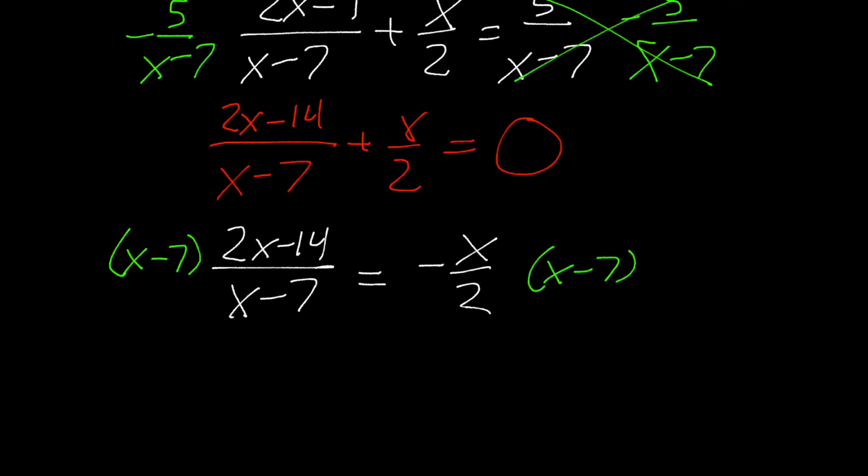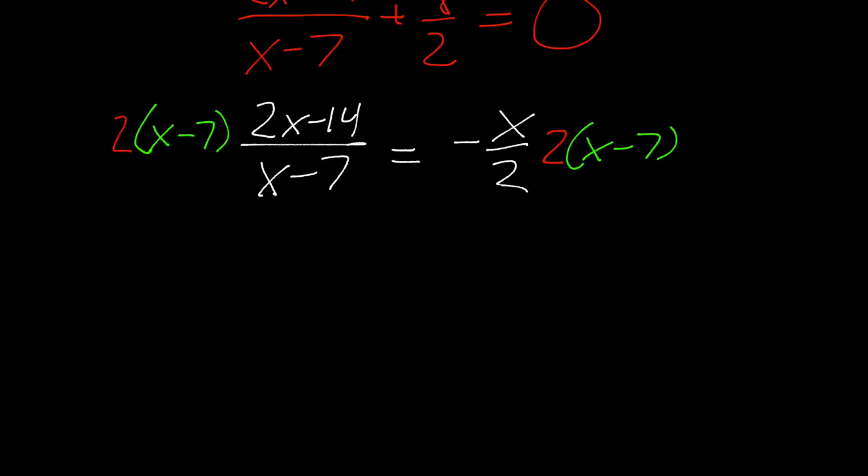And then I'm also going to multiply both sides by 2 to get rid of the denominator over here. So when I do that, here's what's going to happen. The x minus 7s are going to cancel. And I'm only going to multiply the 2 times that. So I'm going to have 4x minus 28 equals. Now over on this side, the 2's are going to cancel each other. And I'm going to have a negative x times x minus 7. So that's going to give me negative x squared plus 7x.